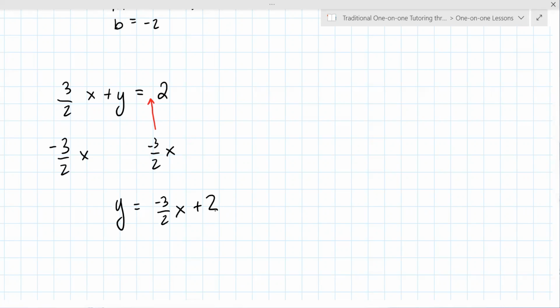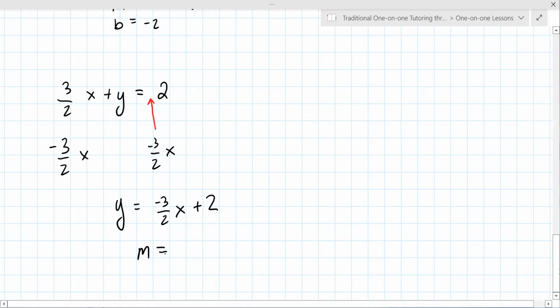Okay. What is the slope? What is the b value? The slope is -3/2, good, and the b value is 2. Okay. Now, in words, are you going up or down? You're going down. Down 3, right 2.